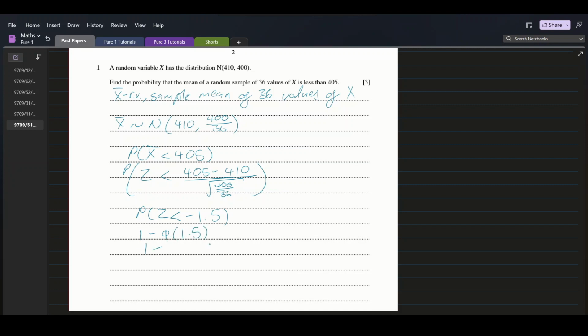Let's read the value of phi of 1.5 from the normal distribution tables. That's 0.9332. And this simplifies to give 0.0668, and that would be our final answer.